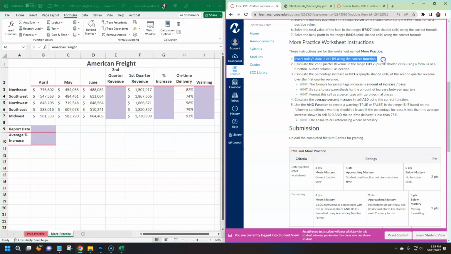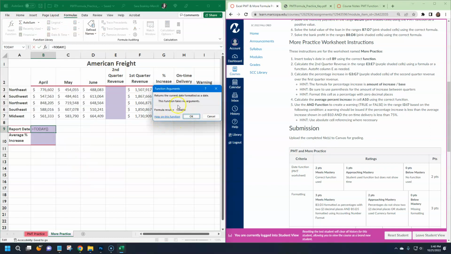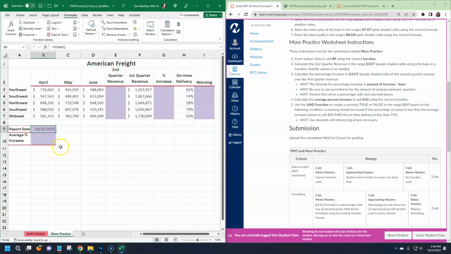Insert today's date in B9 using the correct function. All right, we already learned how to do that in the last one. So on the formula ribbon, I'm going to go to date and time. And since I just want the date, I'm going to choose today, right? Takes no argument, so I click OK, and I get today's date. Again, depending on when you're watching this video, this could be this weekend, it could be next semester, it could be in a year. I don't know, okay? So just be aware of that.